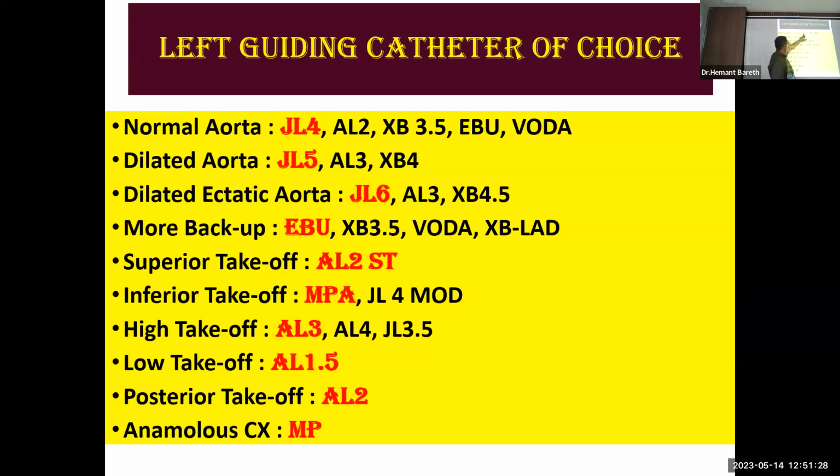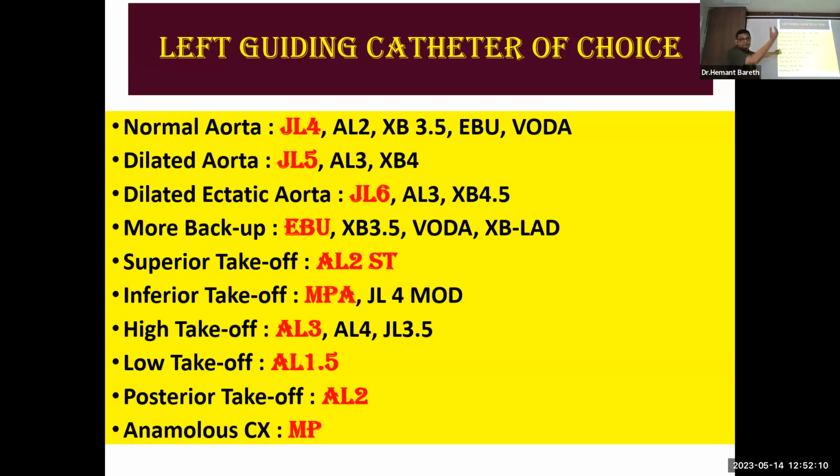If you require more backup, you might want to use XB 3.5, or one size lower, or EBU. If it is a circumflex, then you might want to use VODA. If it's, then of course, implants 2 is an option. If it is a dilated aorta, one size more, you might require JL5, AL3, XB 4. Still larger, you might use JL6 or XB 4.5. More backup is required, of course, as I said, EBU normally, XB 3.5, VODA for circumflex, XB LAD for LAD.